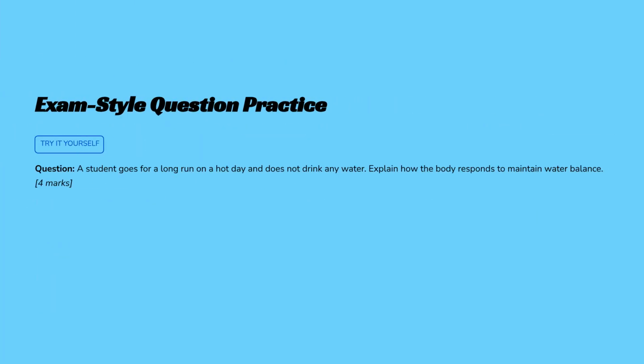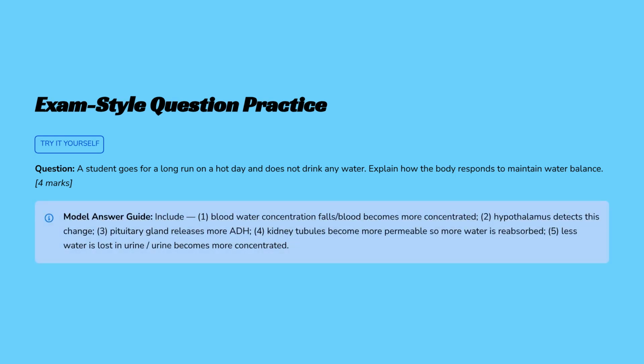For an exam question about dehydration, the model answer should include: blood water concentration falls, hypothalamus detects the change, pituitary releases more ADH, kidney tubules become more permeable, and less water is lost in concentrated urine.